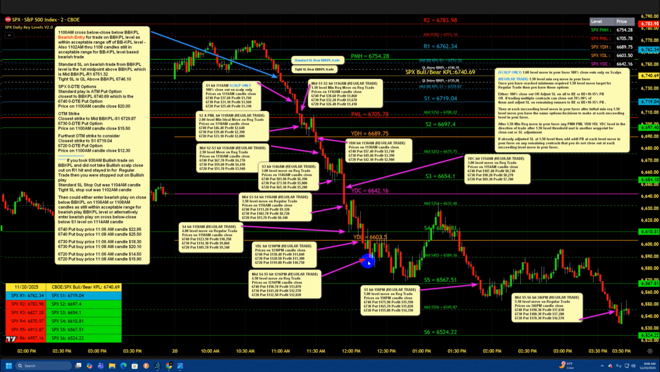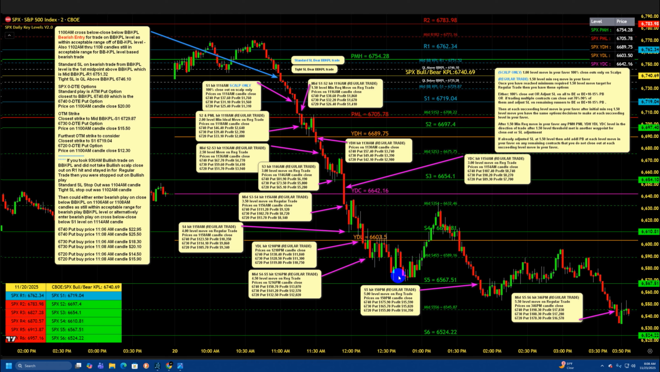As you can see, this candle happened to close right on the level. So in this case, both the touch and the candle close would have been basically the same result. Prices, however, are based on the candle close. 67.40 put, now $150.70. That's a profit of $13,070 per option. The 67.30 put, $141.20. That's a profit of $12,570 per option. The 67.20, $132.50. That's a profit of $12,020 per option.